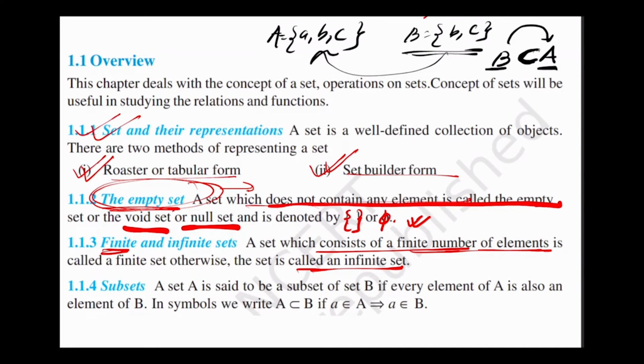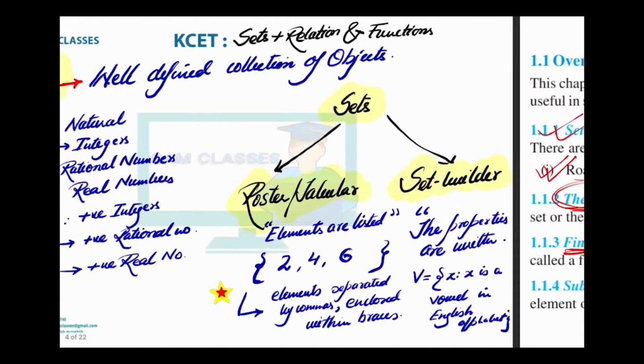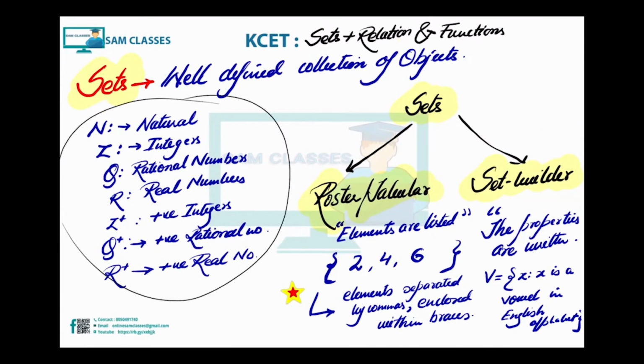Again, let's recap. What did we learn? We learned what a set is: a collection of well-defined objects, and the word well-defined was very important. Next, we learned about the different notations for natural numbers, rational numbers, integers, positive and negative rational numbers. Then we learned the two different ways of writing sets: one was roster, one was the set builder form.